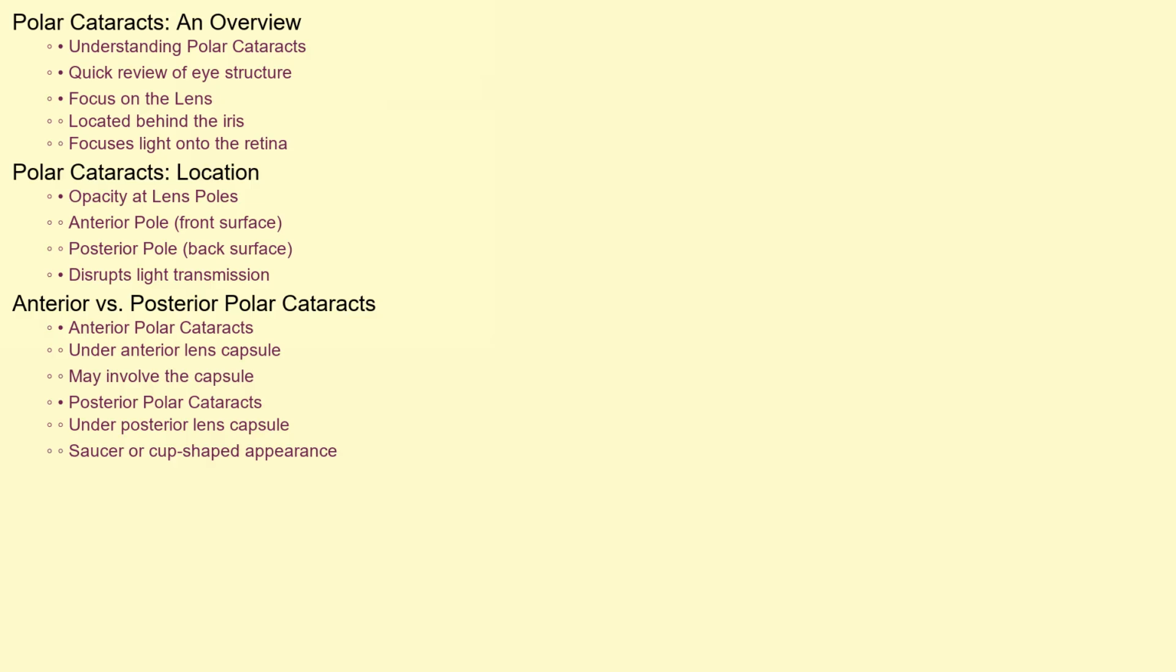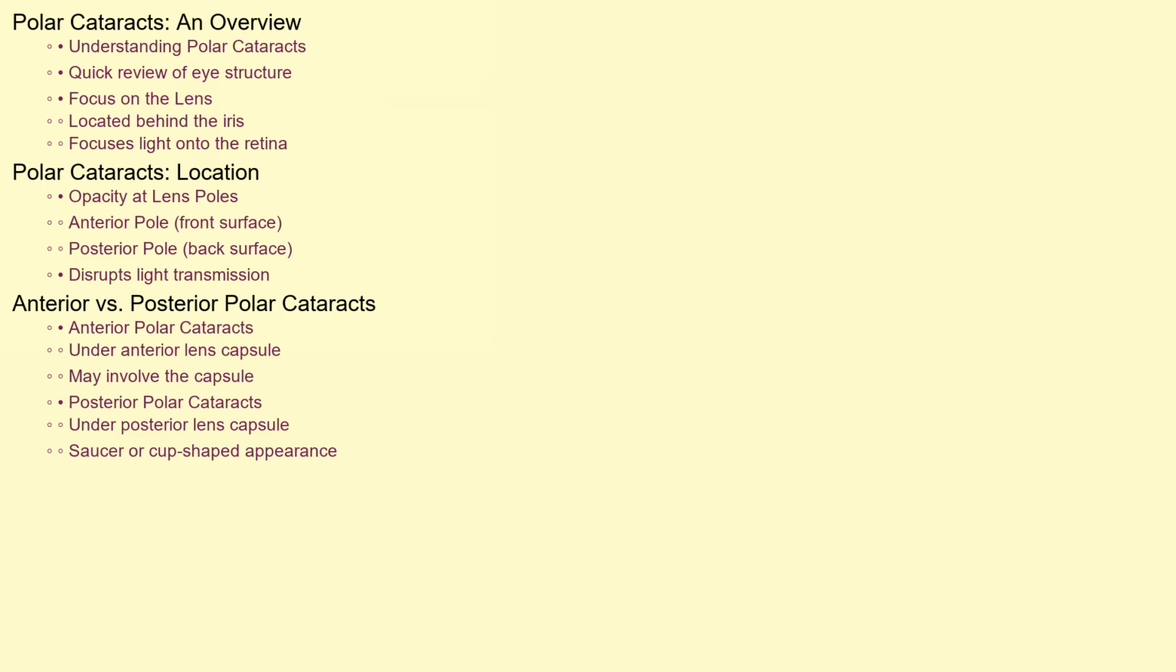To understand polar cataracts, let's quickly review the eye's structure. The lens, located behind the iris, is responsible for focusing light onto the retina. In a polar cataract, the opacity, or clouding, develops specifically at one of the poles of the lens, either the anterior pole, on the front surface, or the posterior pole, on the back surface.